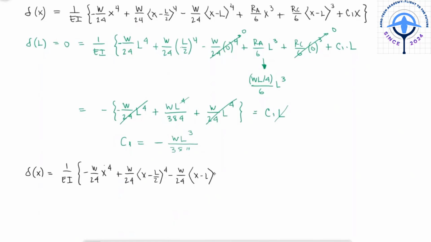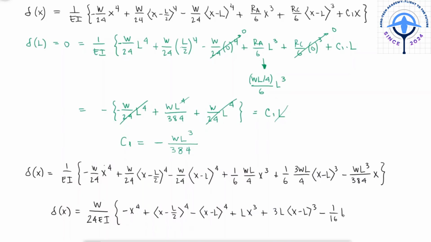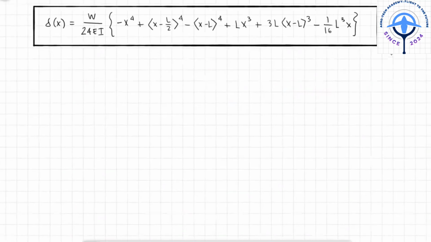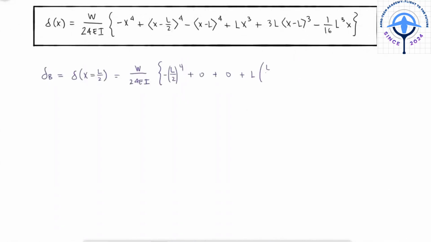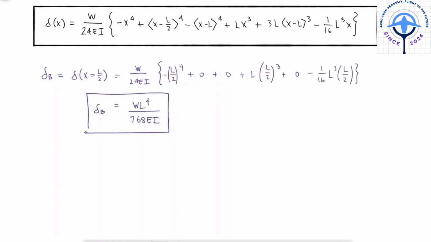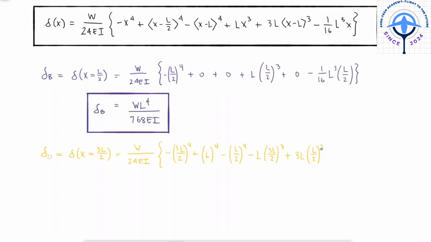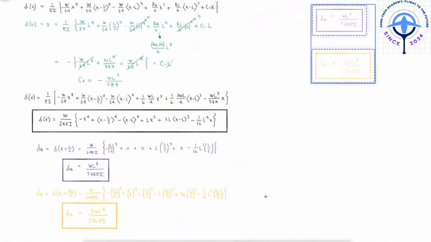Substituting the values that we found for the reaction forces and now C1, we write the equation for the deflection of the beam. With this expression, we can substitute x for L over 2 to find the deflection at B, and substitute x by 3L over 2 to find the deflection at D.